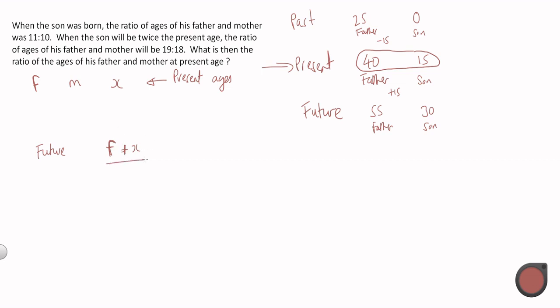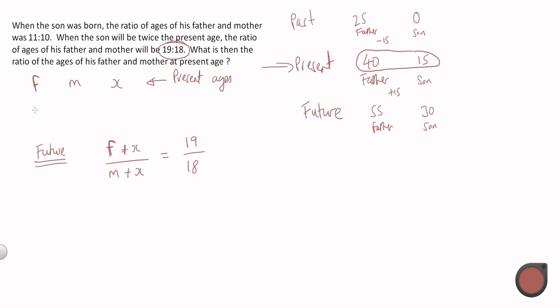And for the mother, it's the same thing. That ratio would be this one here. If you write this as a fraction, you'd write 19 over 18. Because this sentence here says, when the son will be twice the present age, the ratio of the ages of the father and mother will be 19 to 18. That's talking about the future.